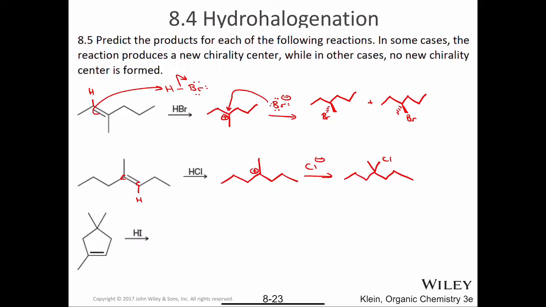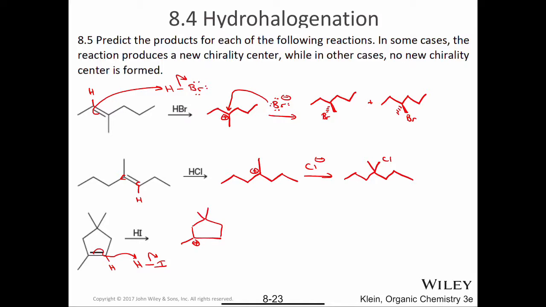So again, an unsymmetrical alkene. There's only one hydrogen for either of the two carbons in the double bond. So I'm going to draw the curved arrows just for fun. So I'm going to draw my curved arrow like this. And then I'm going to draw my carbocation. Oh, it's a tertiary carbocation.